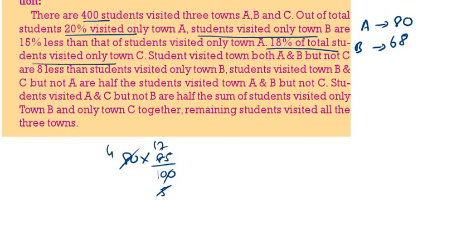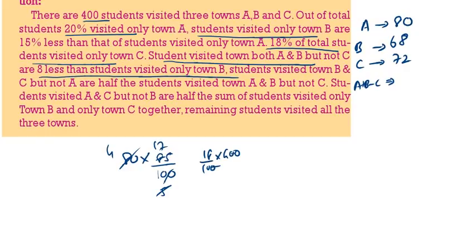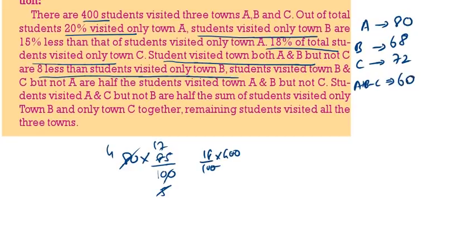18% of the students visited C. 18% of total students is 400. So C is 72. This is only A, only B, only C. Now students visited A and B but not C. Now A and B but not C is 8 less than the number of students visited only B. Only B is 68. 68 minus 8, that is equal to 60.